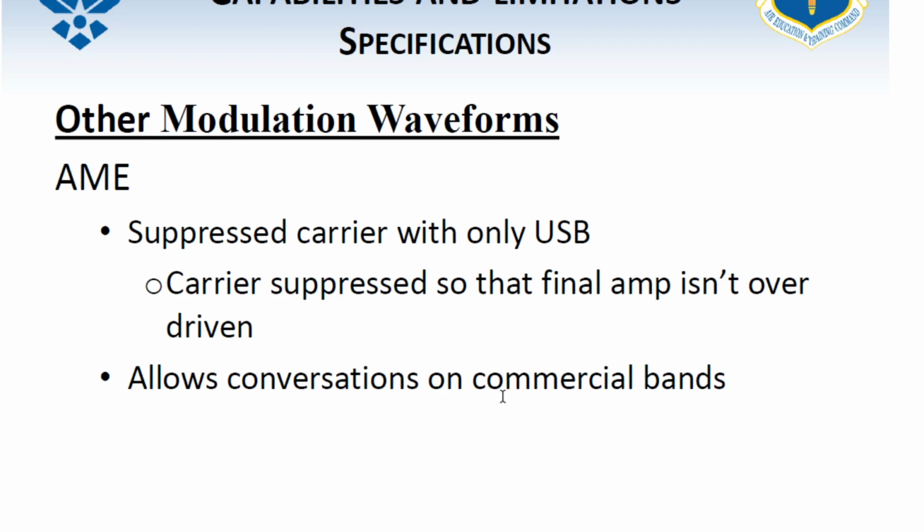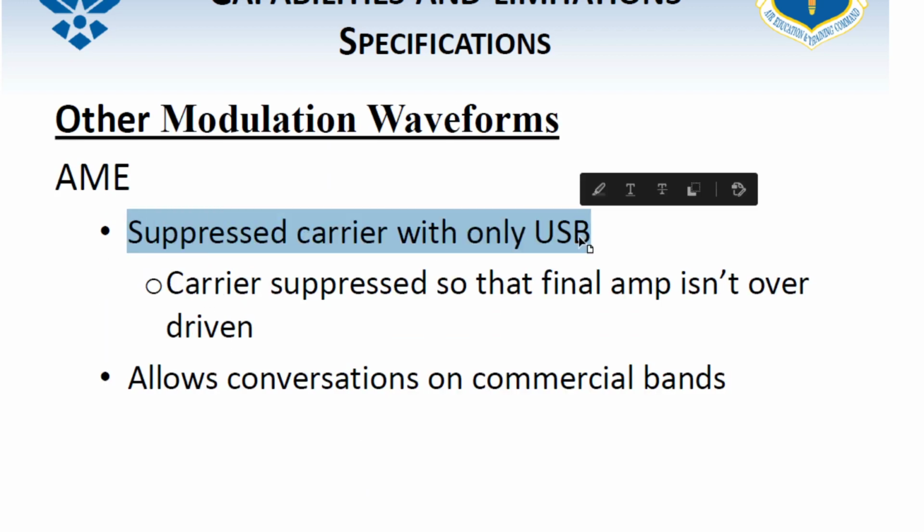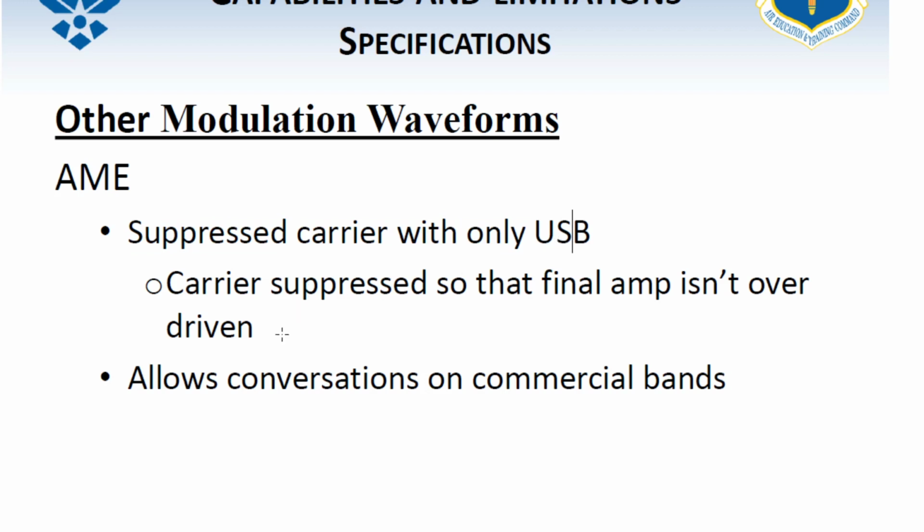All right, so AME allows conversations on citizen band, commercial band. With AME, it's only an upper sideband for starters, and then the carrier is that carrier that was suppressed before. It's important to note that what you're doing is reinserting a little bit of that into the signal again, so that AME can actually work. So you can talk to those AM radios that normally you wouldn't be able to talk to.